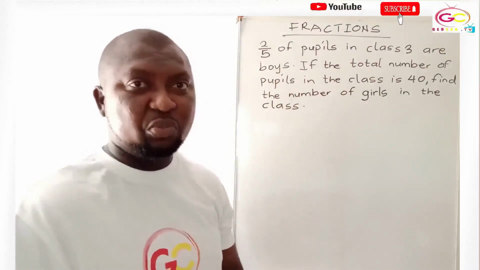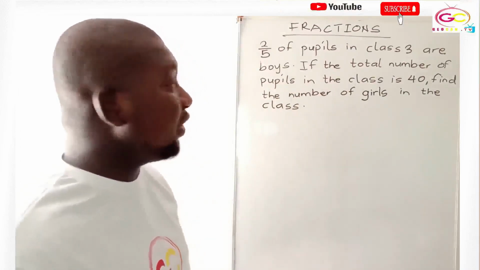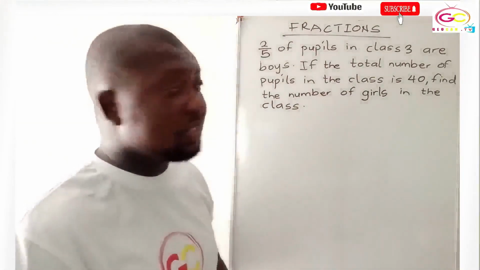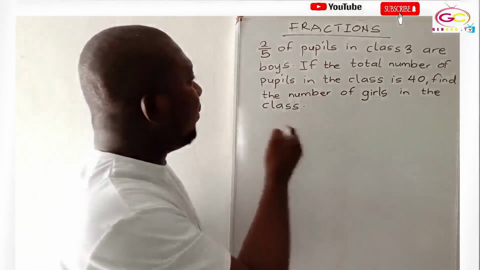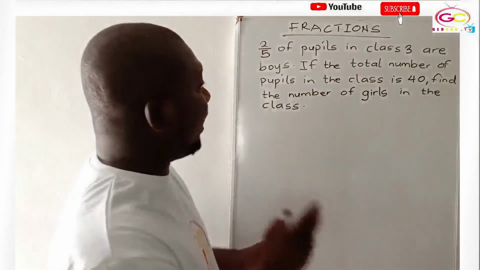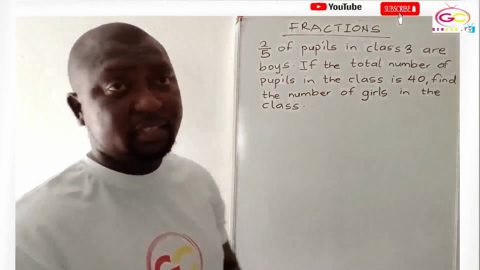I welcome you all to Solvemath. My name is Geocan. Yes, let's tackle this question on fractions. Yes, what do we have? Pay attention. We have 2 over 5 of pupils in class 3 are boys. If the total number of pupils in the class is 40, now find the number of girls in the class.